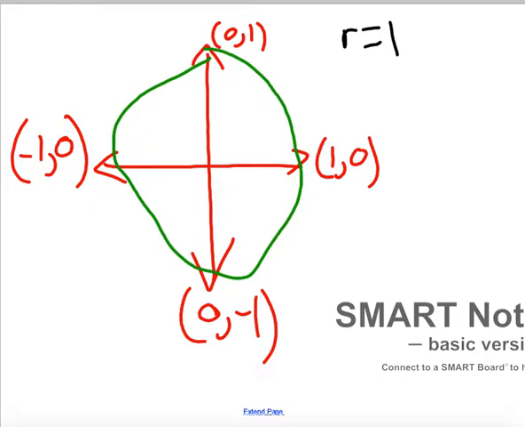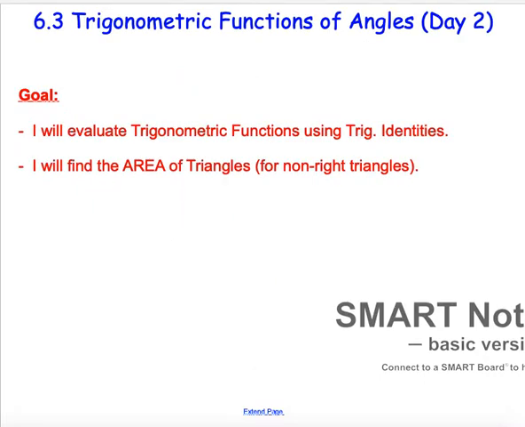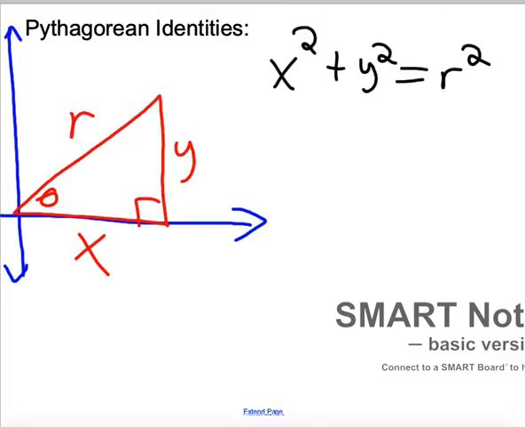I'm going to try to make this video a little shorter because I know yesterday was longer. So we're going to evaluate trig functions using trig identities, and then we're going to find the area of triangles for non-right triangles, okay? So I think you guys are maybe lucky. I'm skipping through the proofs. I don't know if they're necessarily beneficial. If you're interested in the proofs, I could definitely make a video for you showing you. But we're just going to get to the whats, not the hows, okay?